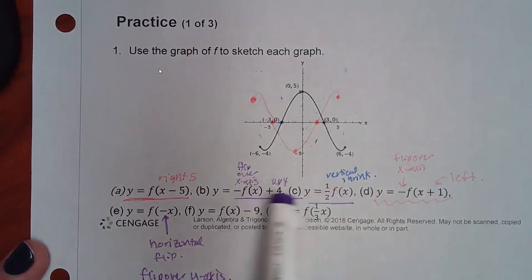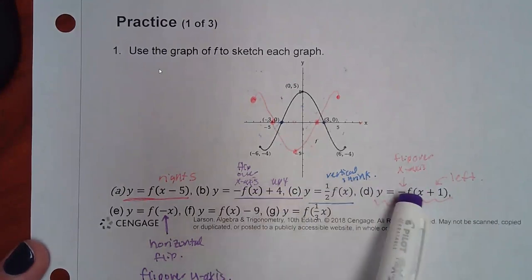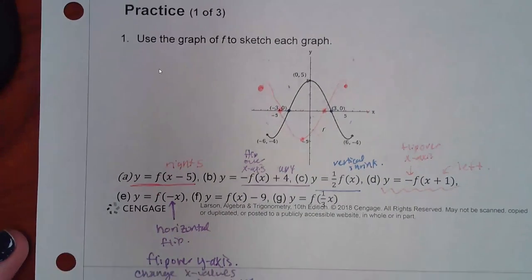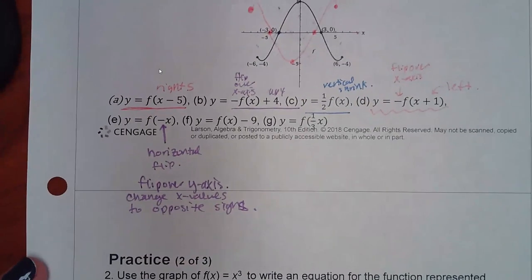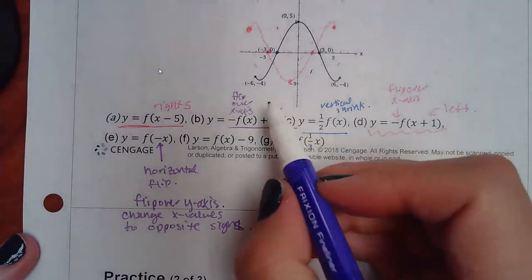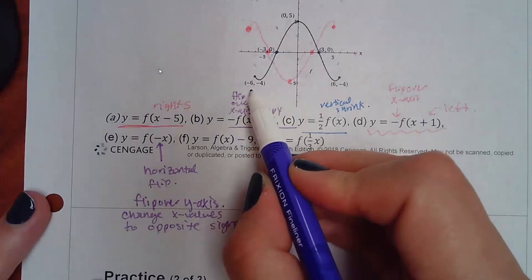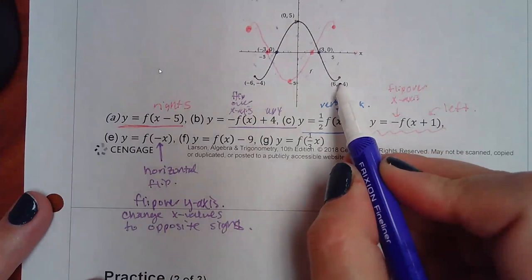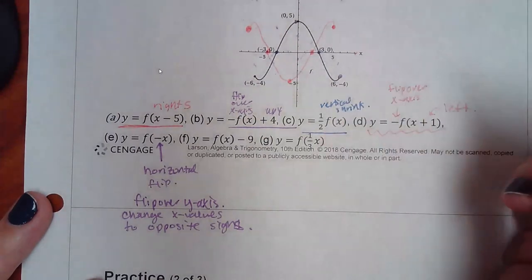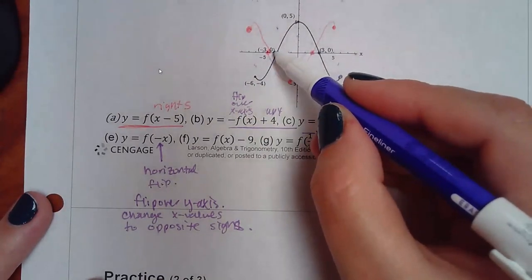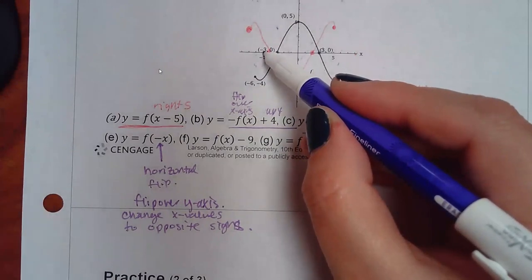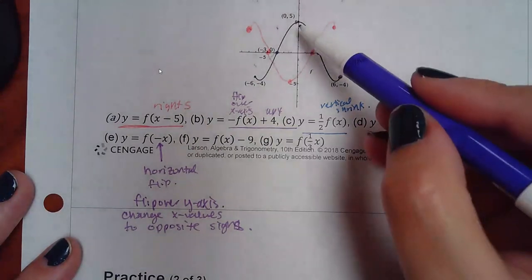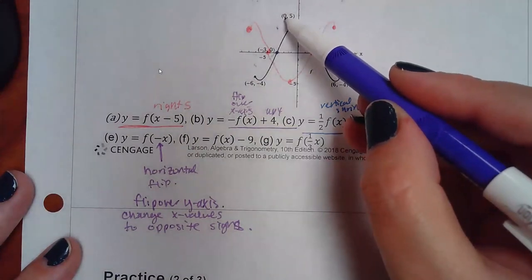Just like for these, we change the Y values to all the opposite signs, right? But for this one, because it's on the inside, we have to change all the X values to opposite signs. So if I take this point here and I change the X value to a positive 6, doesn't it land over here? It lands right there. If I take this point and I change that X value to the opposite, which is positive 3, it's going to land there.